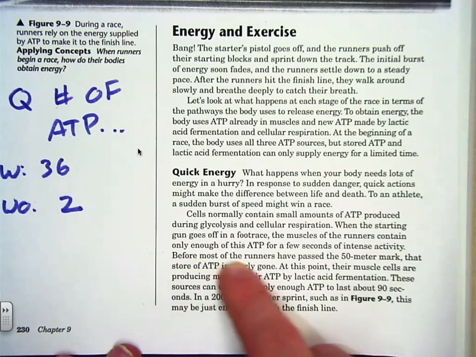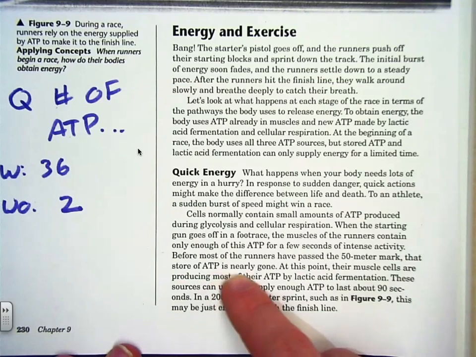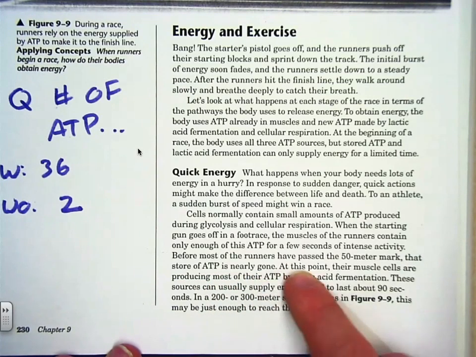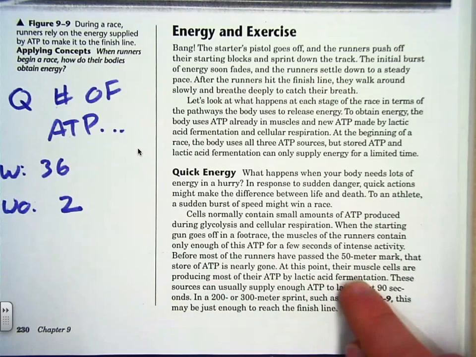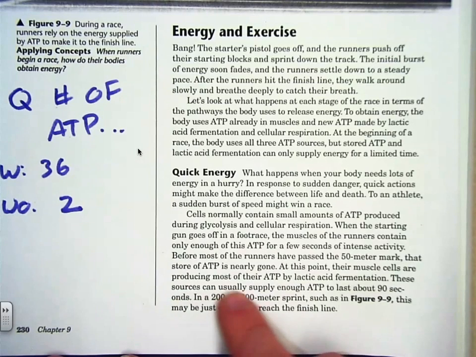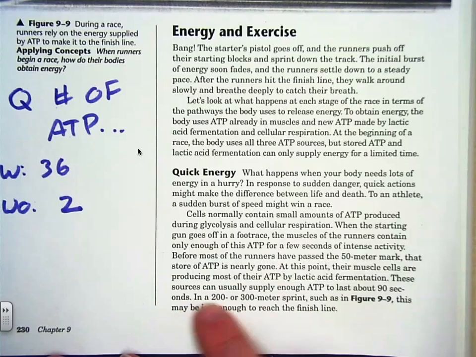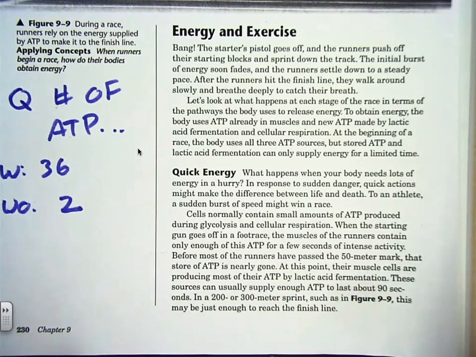Before most of the runners have passed the 50-meter mark, that store of ATP is nearly gone. At this point, their muscle cells are producing most of their ATP by lactic acid fermentation. These sources can usually supply enough ATP to last about 90 seconds. In a 200 or 300 meter sprint, such as figure 9.9, this may just be enough to reach the finish line. Okay? Alright, so what does that mean?